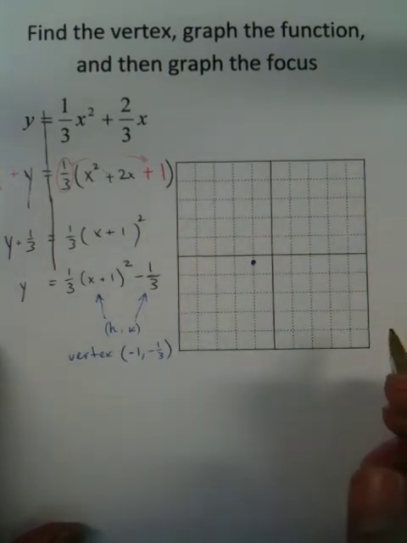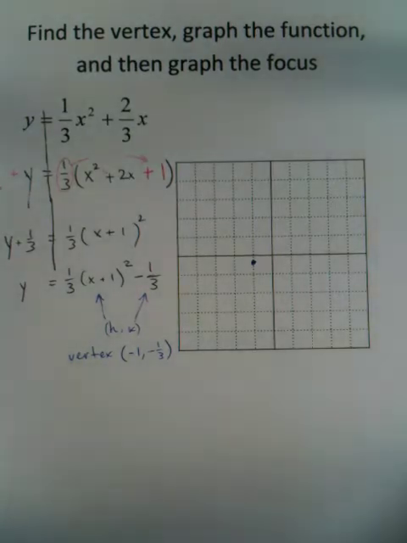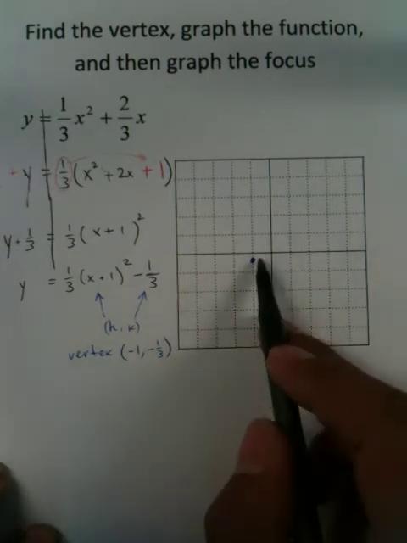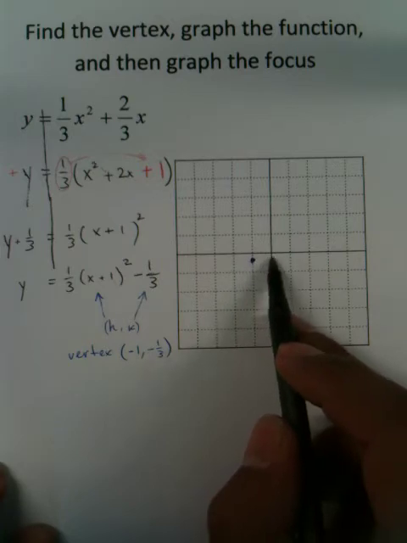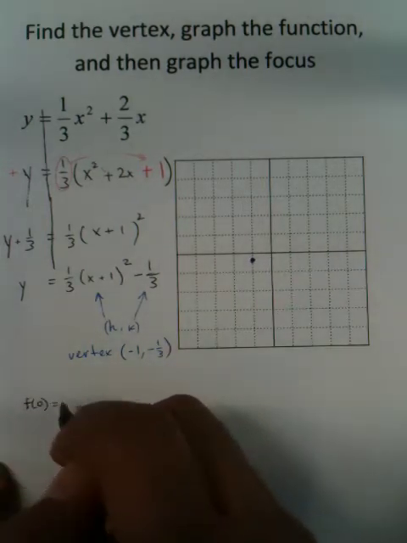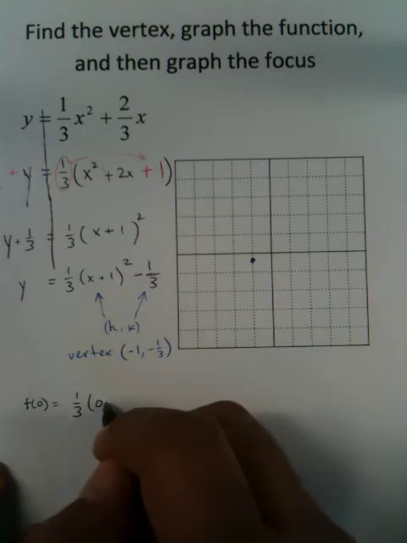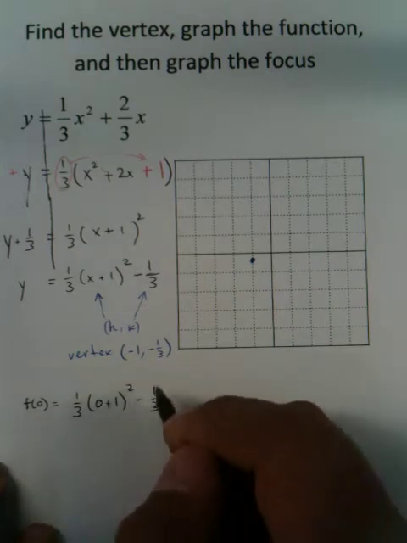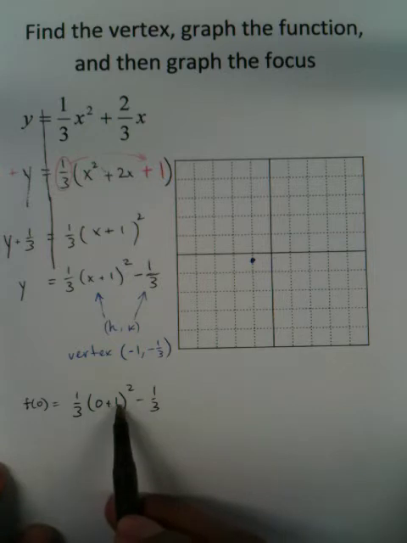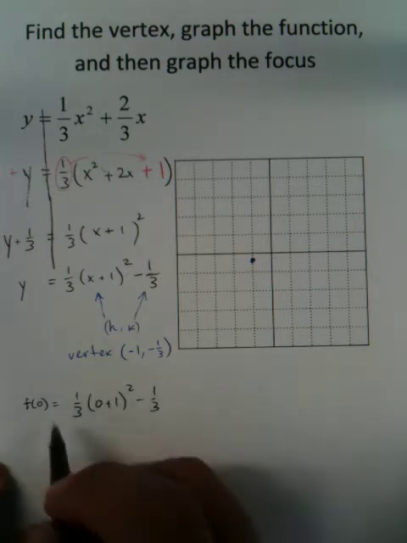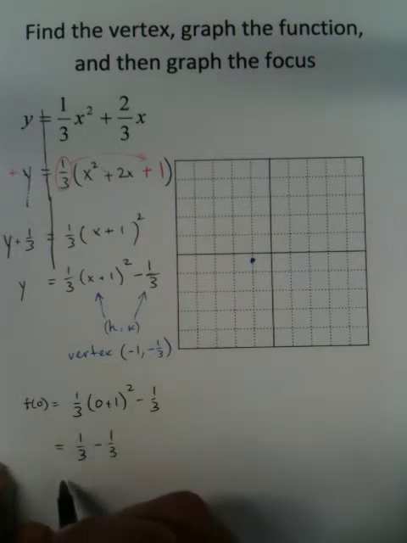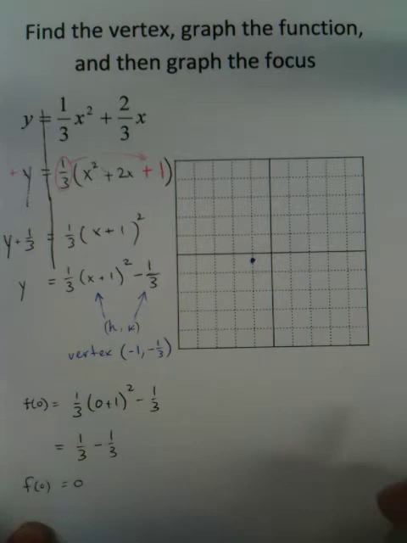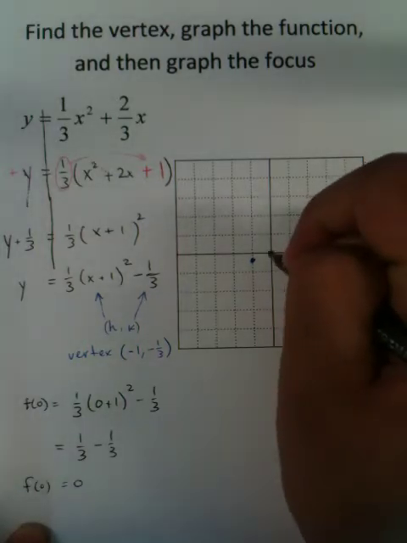Okay. Now, we found the vertex. Let's actually graph the quadratic. Inputs and outputs. Pick a value that's really close to this input. So we had -1. Let's use 0. So let's find out when we input 0. We got 1/3 times 0 plus 1 squared minus 1/3. Very convenient because 0 plus 1 is 1. Square that. So we really just have 1/3 minus 1/3, which is 0. So when you use 0, you get 0. There's a very easy, convenient coordinate.